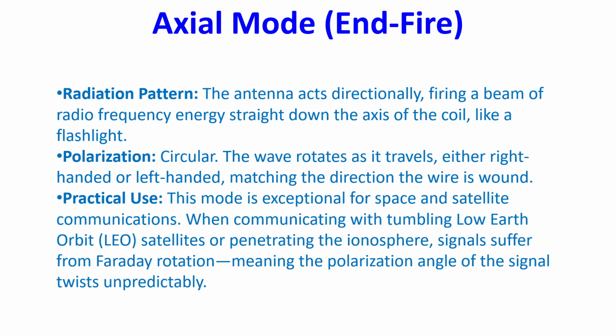When communicating with tumbling low Earth orbit satellites or penetrating the ionosphere, signals suffer from Faraday rotation, meaning the polarization angle of the signal twists unpredictably. If you use a linearly polarized antenna like a standard Yagi, you will experience severe fading when the signals cross-polarize. A circularly polarized axial helical antenna completely mitigates this fading, making it a powerhouse for reliable satellite links.